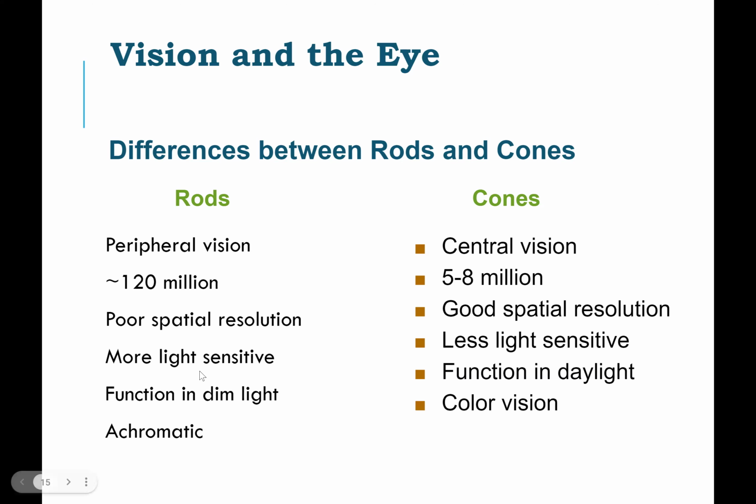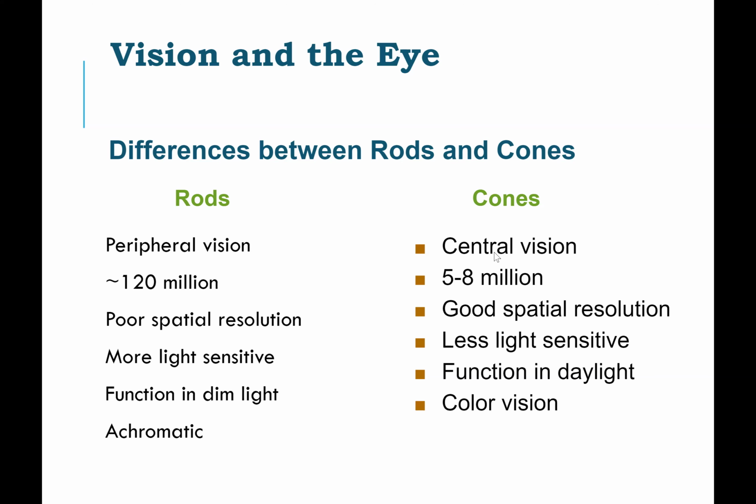Rods are much more light sensitive than cones. They function in dim light and they're achromatic, not color sensitive. A lot of night vision is mediated by rods. We're much better at detecting very dim light in the periphery than in the central vision. So if you want to detect a really dim light, your periphery is much better. It's best not to look directly at it when you want to detect a very dim light.